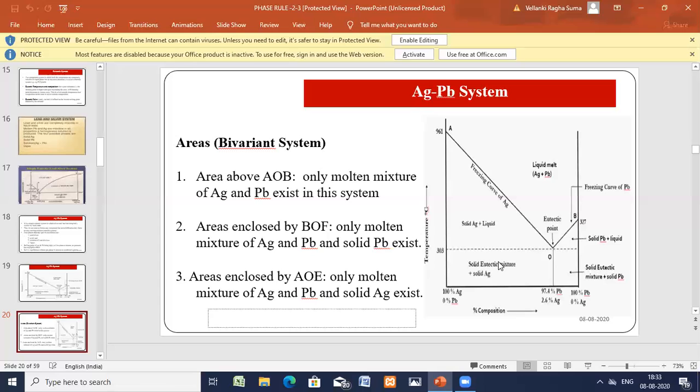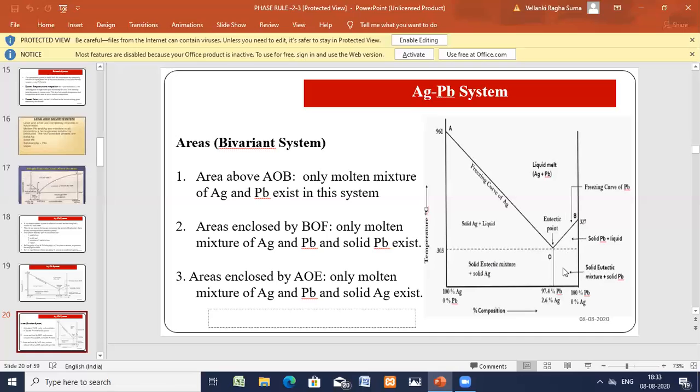So F is equal to C minus P plus 1. Eutectic mixture is having lead and silver. How many components? C is equal to 2, minus how many phases? One is the solid, eutectic mixture is the molten state. So you can take 2 phases, plus 1. So F is equal to 1, univariant. Again coming to this area.